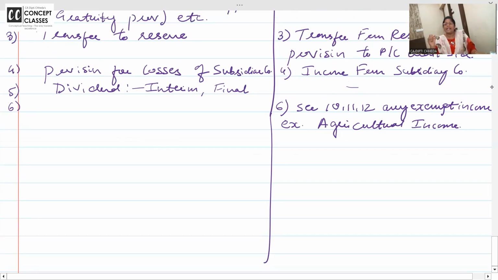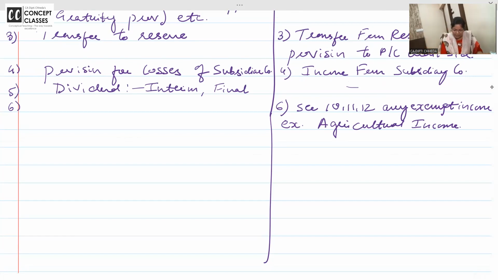Suppose if there is any exempted income credited in the P&L account, do you have to pay the tax on that? No. So less. Same way on the debit side, section 10, 11, 12 related expense. When exempt income is removed, related expense also you remove. Next.